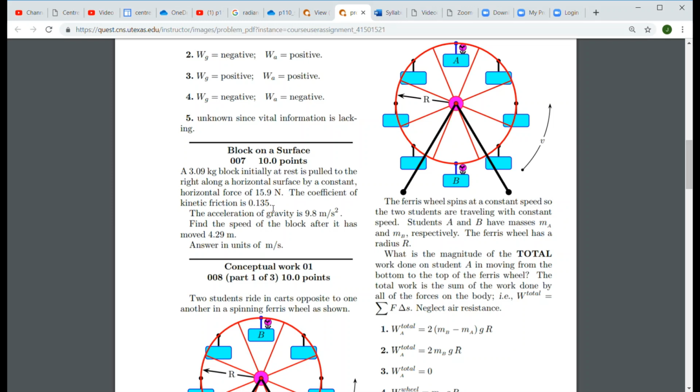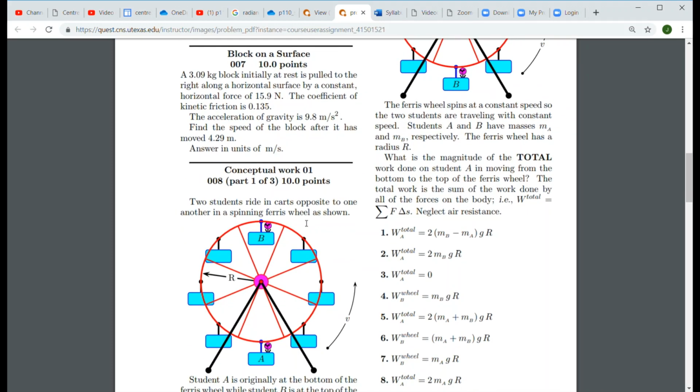Gravity's not doing any work, and the normal force isn't doing any work, so those just contribute 0 because they're perpendicular to the displacement. So that net work is equal to 1/2 m v final squared minus 1/2 m v initial squared, and the final will be when it's moved 4.29 meters. So I want to solve for that v final, and our v initial is 0 because it's initially at rest. Solve for v final.